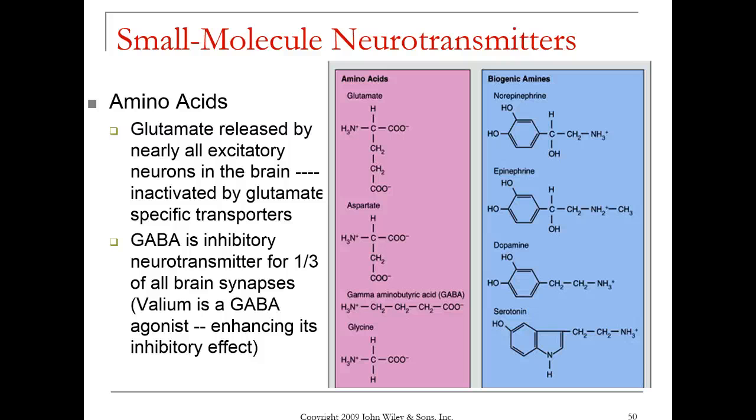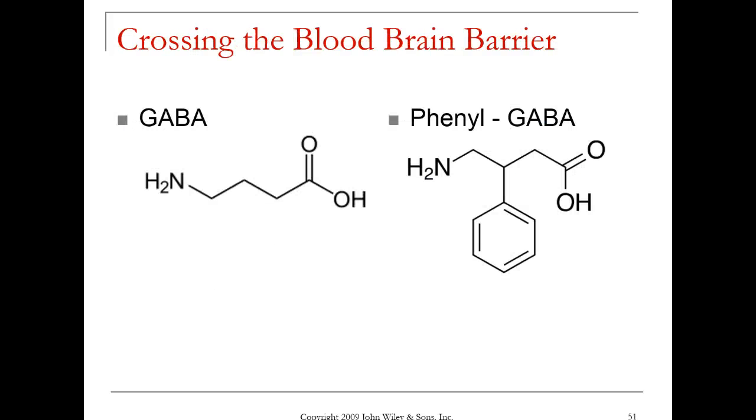Then if you look on the blue side of this graph, you can see that there's all sorts of other different small molecule neurotransmitters that are slightly modified amino acids, including norepinephrine and epinephrine, dopamine, and serotonin. Now we're going to, in A&P 2, look quite a bit at the effects of norepinephrine and epinephrine in the autonomic nervous system. Now here's the molecule GABA. GABA is sometimes taken as a drug supplement.